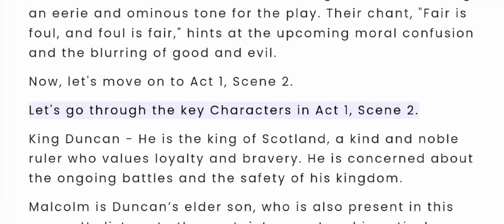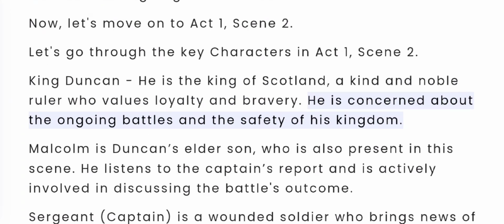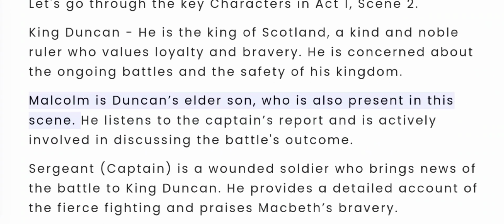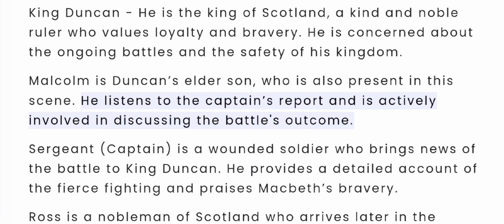Let's go through the key characters in Scene 2. King Duncan. He is the King of Scotland, a kind and noble ruler who values loyalty and bravery. He is concerned about the ongoing battles and the safety of his kingdom. Malcolm is Duncan's elder son, who is also present in this scene. He listens to the captain's report and is actively involved in discussing the battle's outcome.